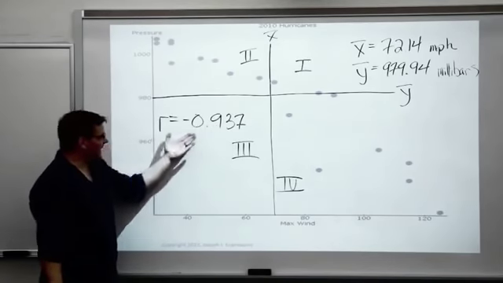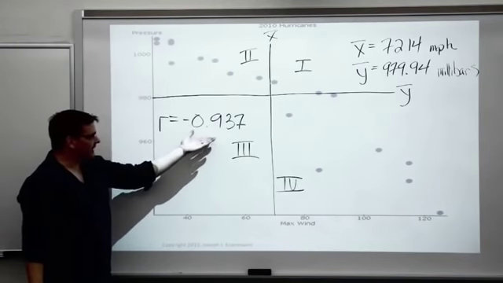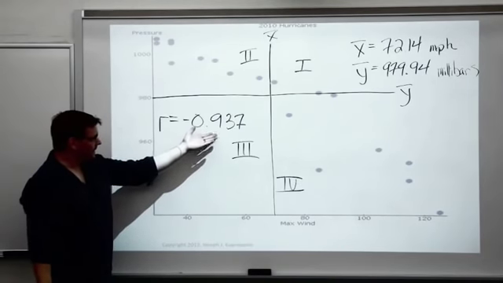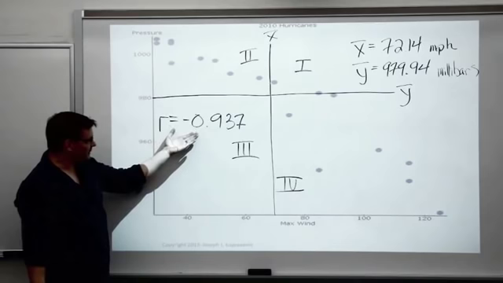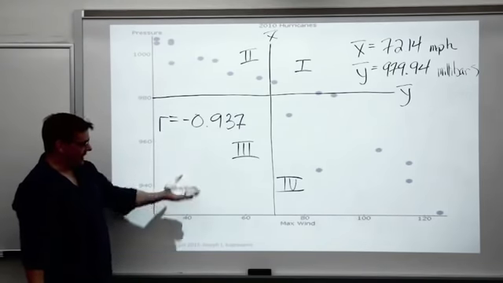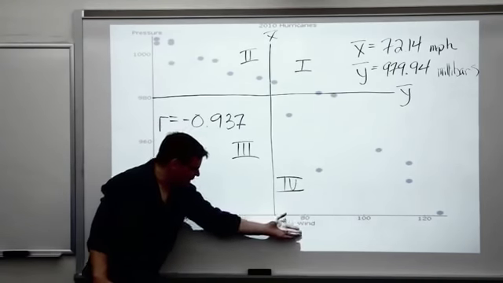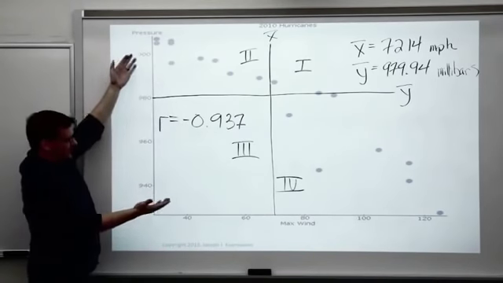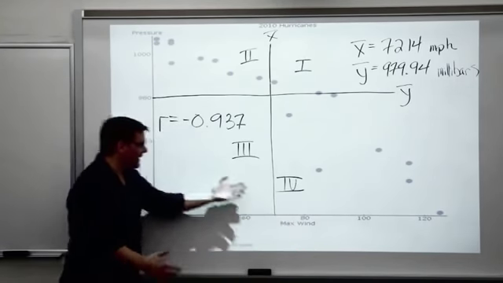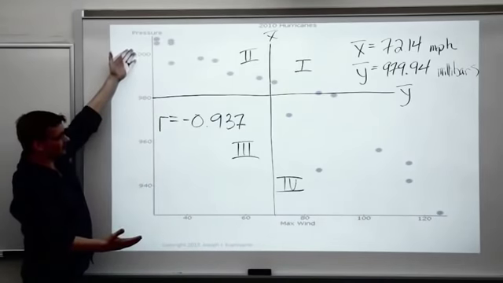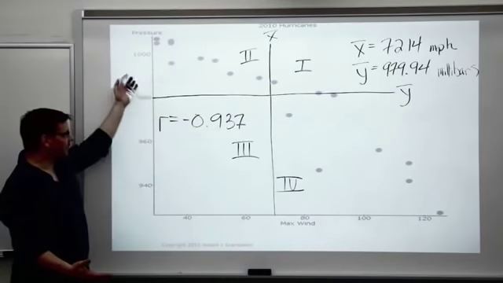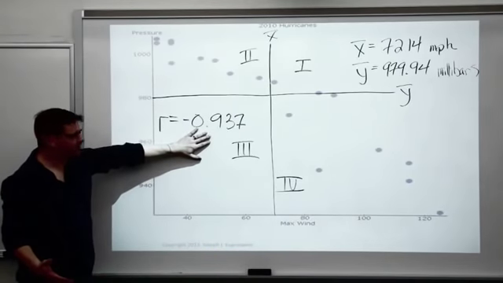And how overwhelmingly negative? Well, this is a very strong negative correlation, right? Negative 0.937. The biggest this could get is negative 1. So this is awfully strong, and that means that if I know the maximum wind speed, I can fairly accurately predict the pressure of a hurricane, right? We're going to be using X to predict Y, and with this, we feel good about it.